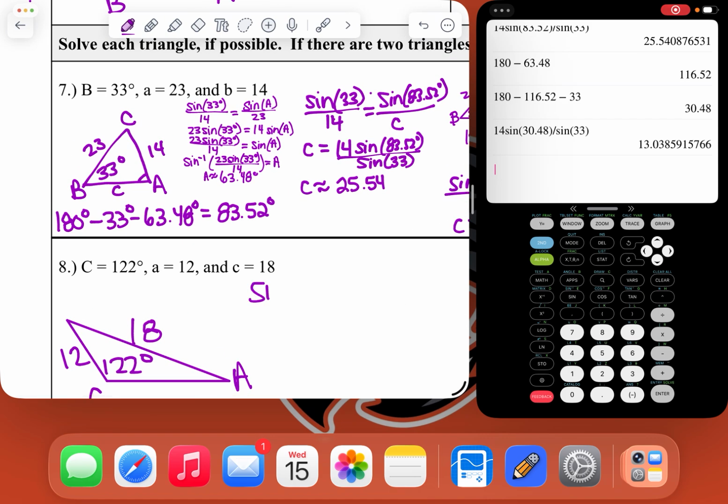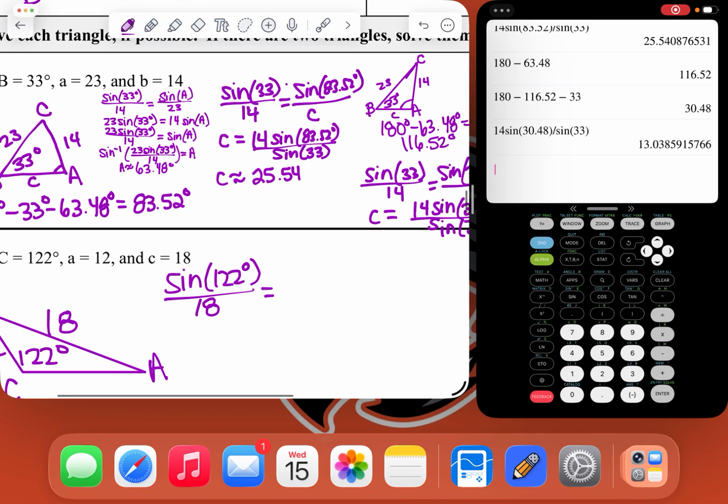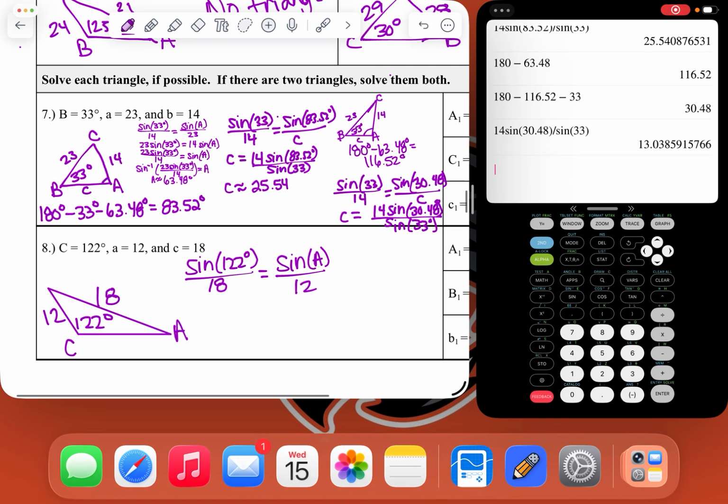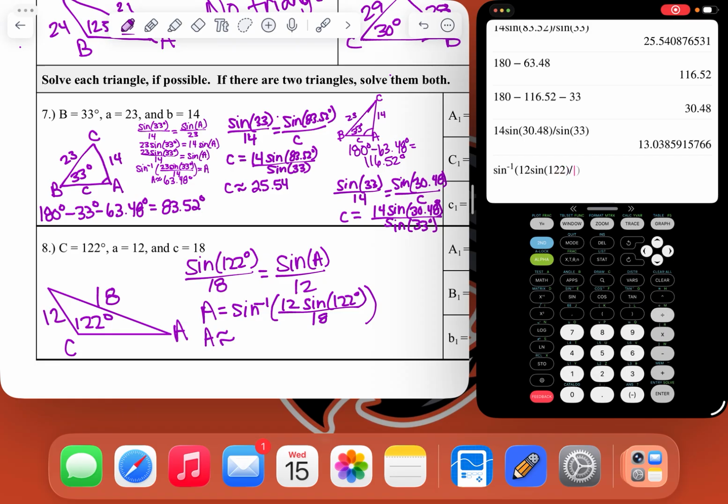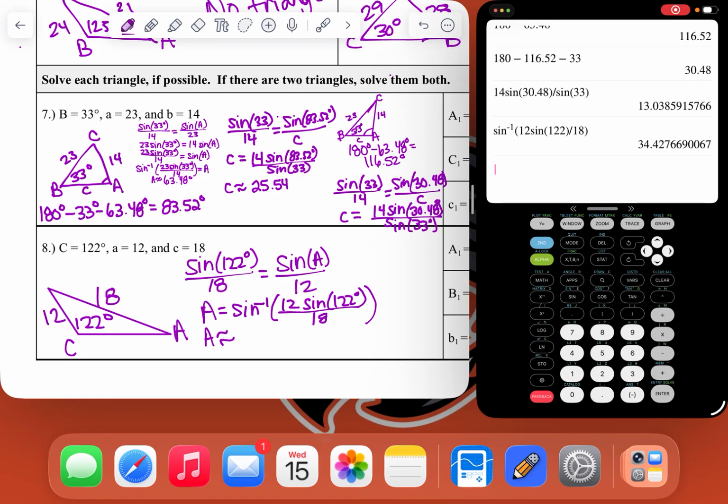So I'll set up the sine of 122 degrees over the side across from it has to equal the sine of angle A that we need to find, divided by its opposite side length, which is 12. So to find A, we're going to have to do the inverse sine. So it'll be 12 times the sine of 122 degrees divided by the 18. So second sine to get the inverse sine, 12 sine 122 divided by 18. So we get approximately 34.43.